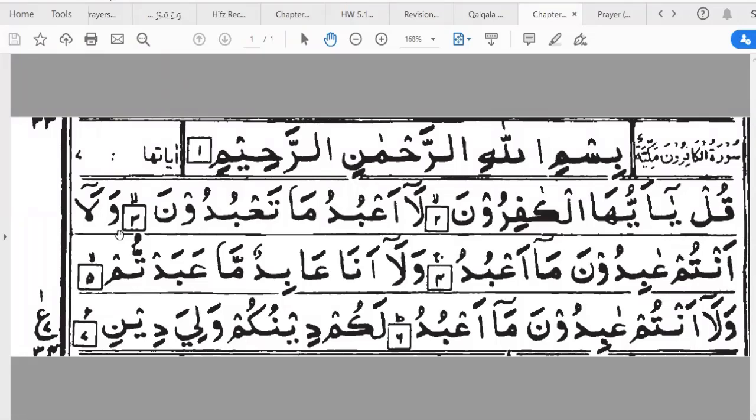Assalamu alaikum. Wa alaikum salam. Okay, could you start with the a'udhu and tasmiyah, please? A'udhu billahi minash shaitanir rajim. Bismillahirrahmanirrahim. Would you like to read from here all the way to the next stop sign?